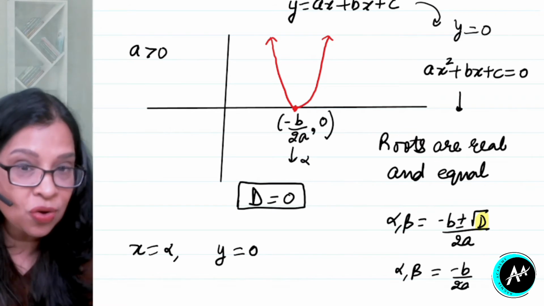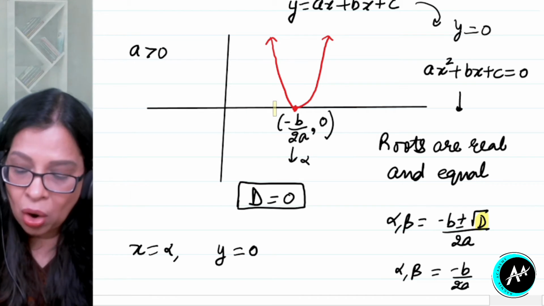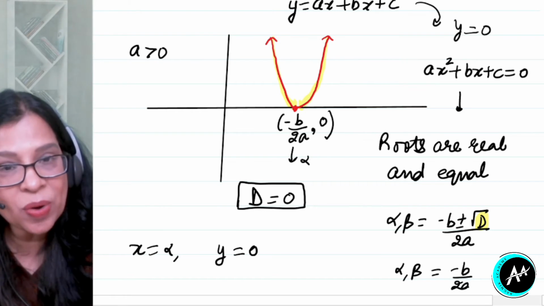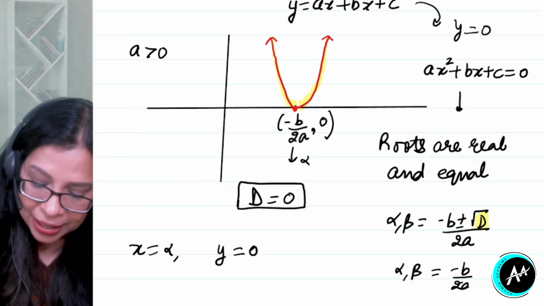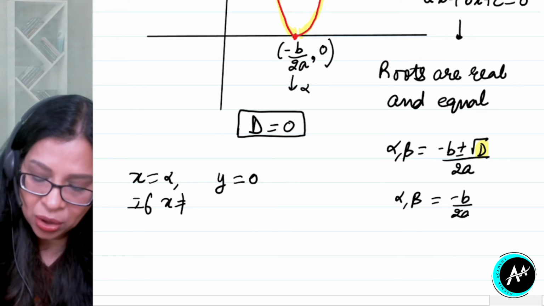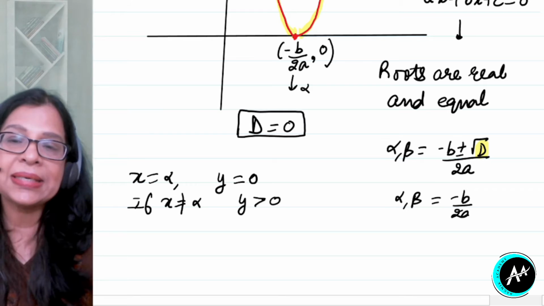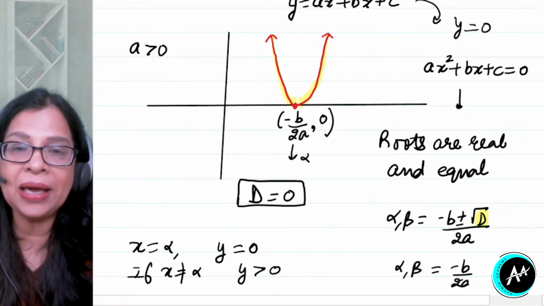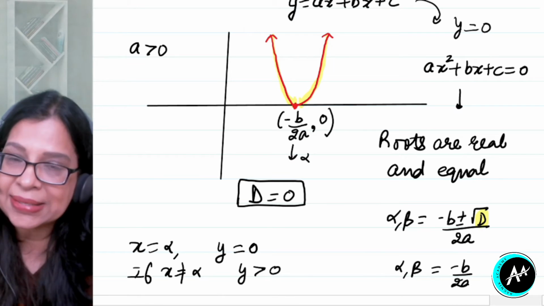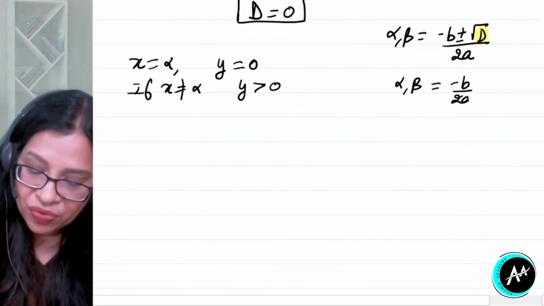And for all other values of x, look here, either we take values before alpha or after alpha, you can see the graph is above x-axis, so y coordinate is positive. So we can say very clearly that if x is not equal to alpha, then y will be greater than 0. Because the graph is completely above x-axis. At one point only y is taking value 0, where the parabola is touching x-axis, right? Now let me take when a is negative. This was when a is positive.